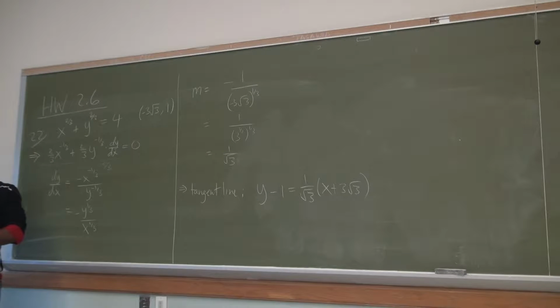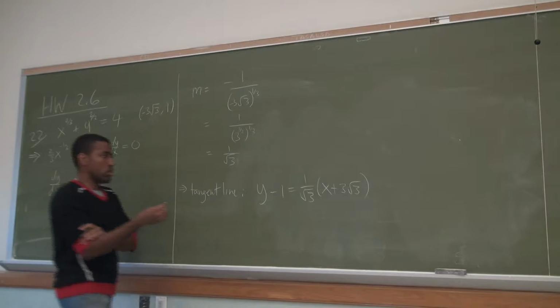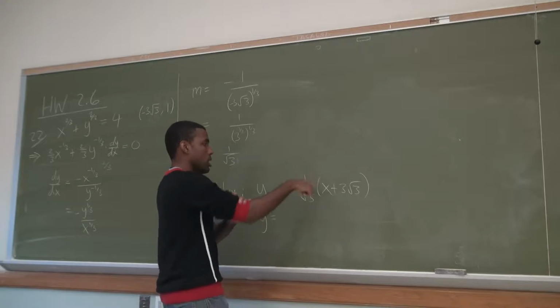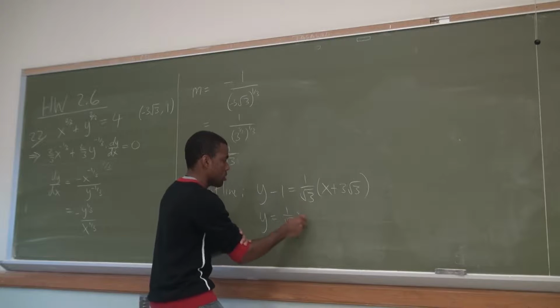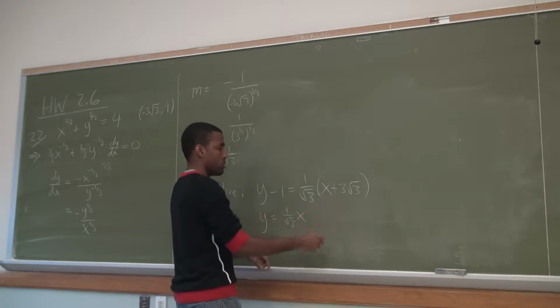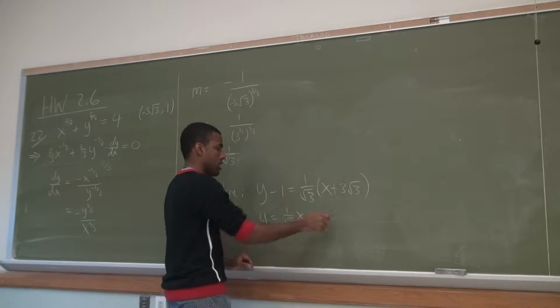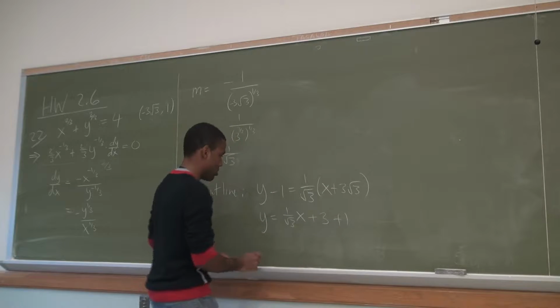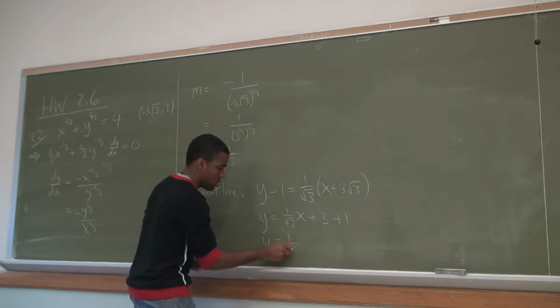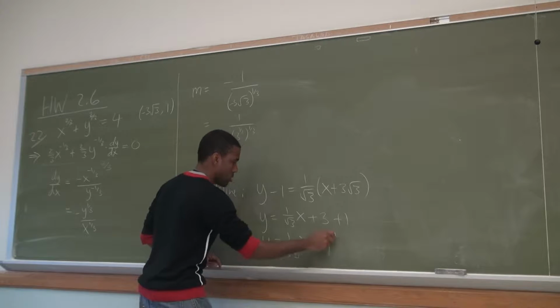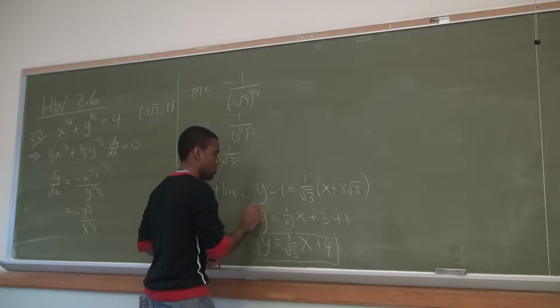Questions? Can you put it into another form of the equation, like y equals? Sure, we could do that. So this is y equals, if you distribute here, this is 1/3. Here, the radical 3's would cancel, so you just have plus 3. And then this minus 1 can be equal to plus 1.